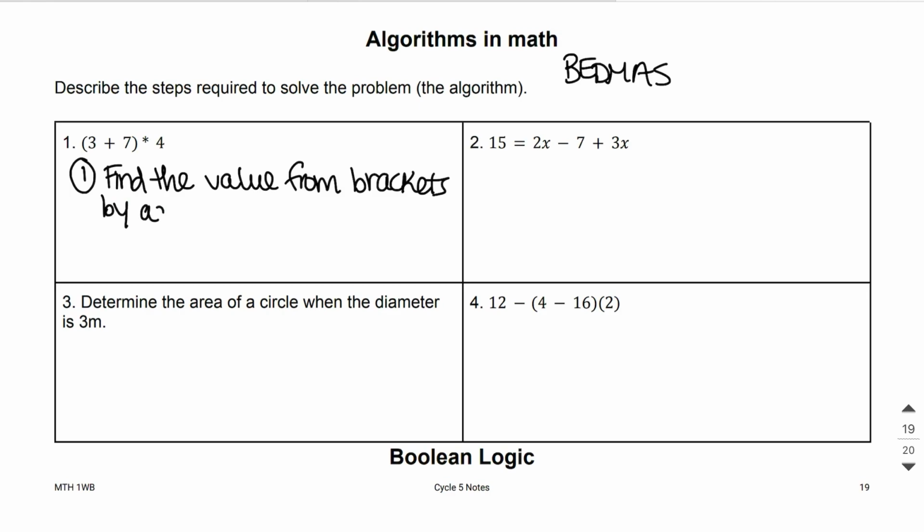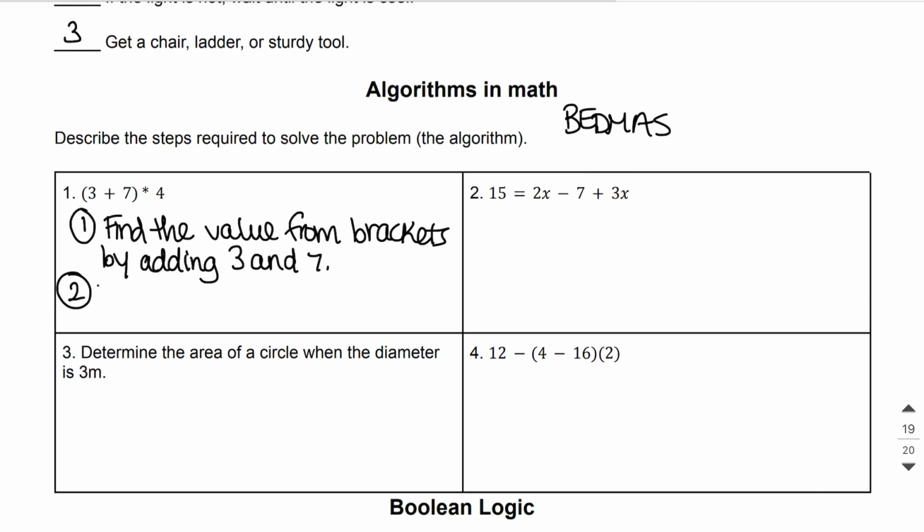By adding 3 and 7. Once I know the sum of 3 and 7, my second step is going to be this multiplication that we have right here. So I'm going to multiply the sum from step 1 by 4, and that will give me my answer.